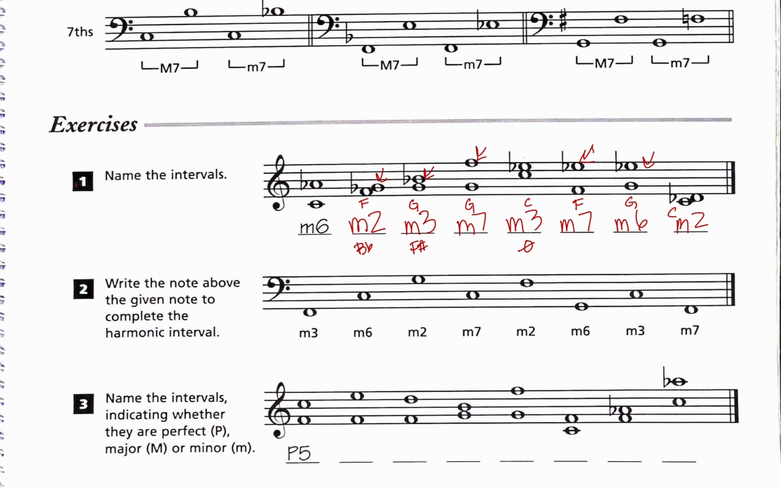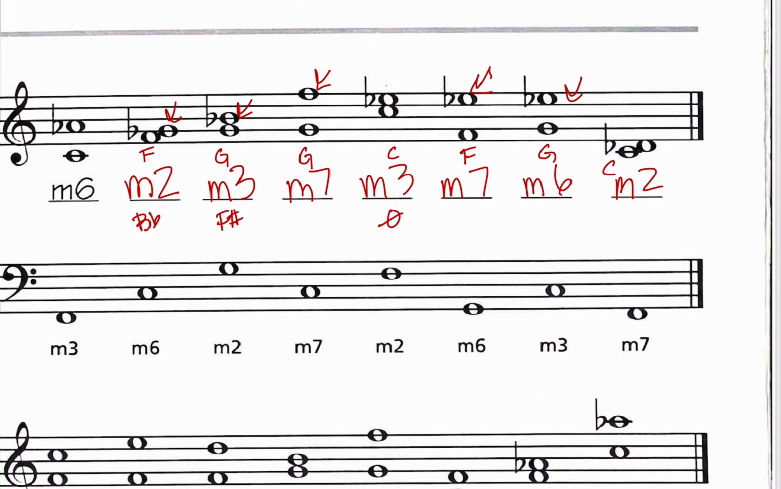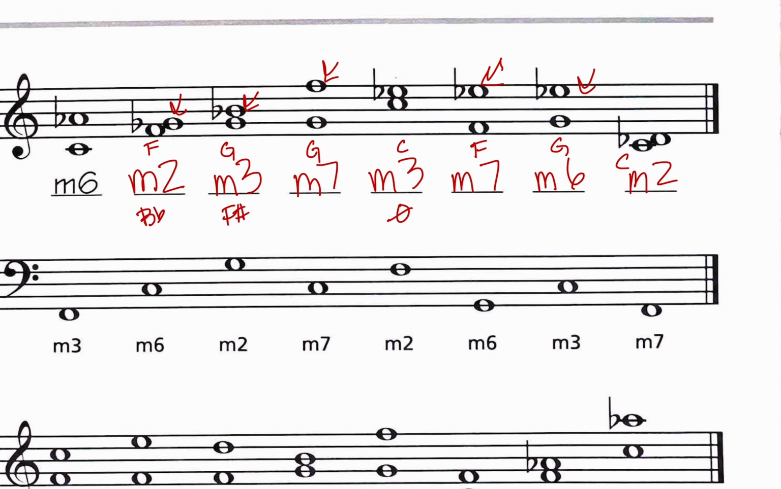Okay, now it wants us to create minor intervals. So we will start by just drawing the interval up. 1, 2, 3, 1, 2, 3, 4, 5, 6, a 2nd, a 7th, a 2nd, a 6th, a 3rd, and a 7th. Okay, bottom note is F, C, G, C, F, G, C, and F. We're going to use the same key signatures that we did before.